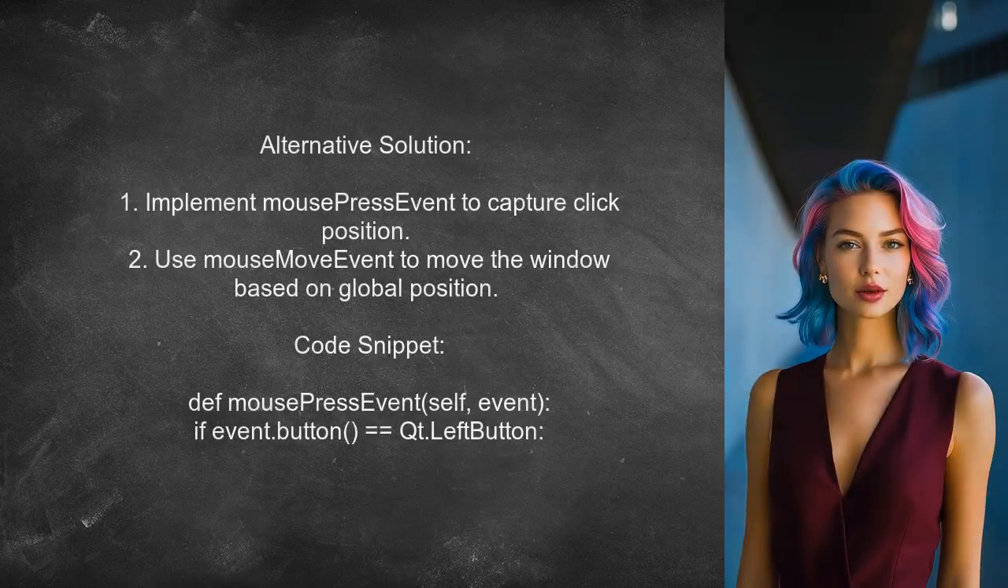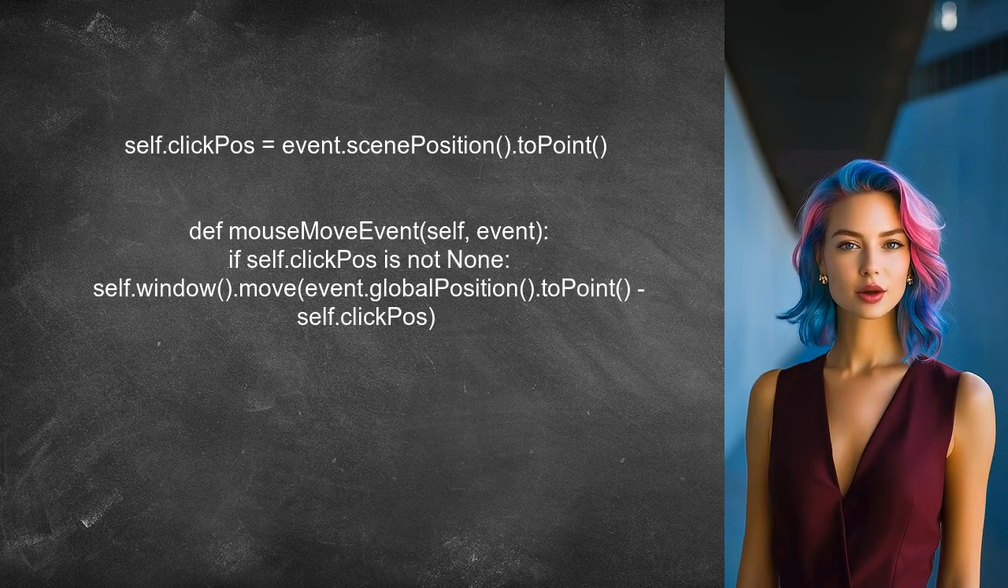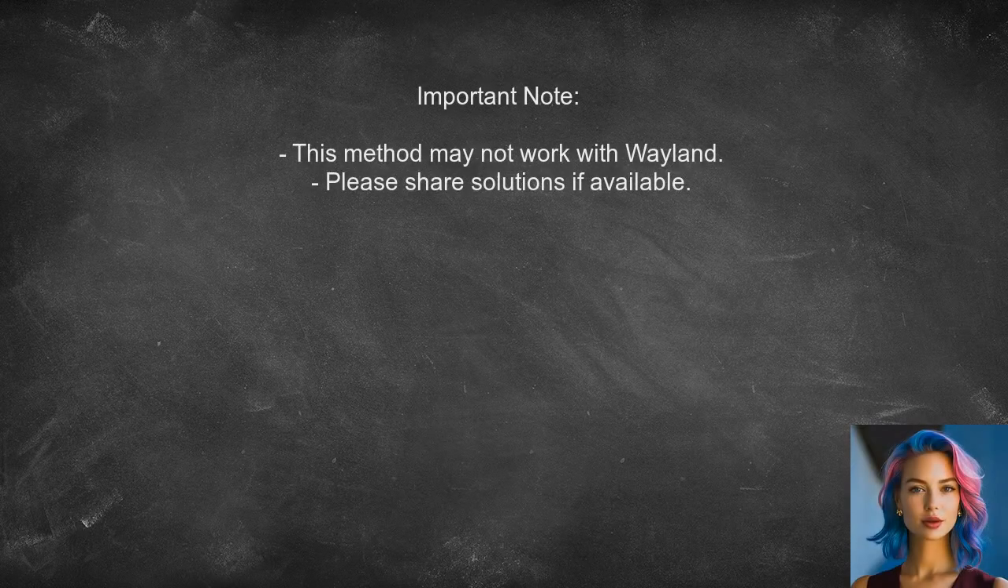An alternative approach for implementing a custom title bar in PyQt5 or PySide6 involves modifying mouse event handling. The user suggests adding a mouse press event to capture the position of the mouse when clicked, and a mouse move event to move the window based on the mouse's global position. The user also notes that this method may not work with the Wayland display server, and encourages others to share solutions if they have them.